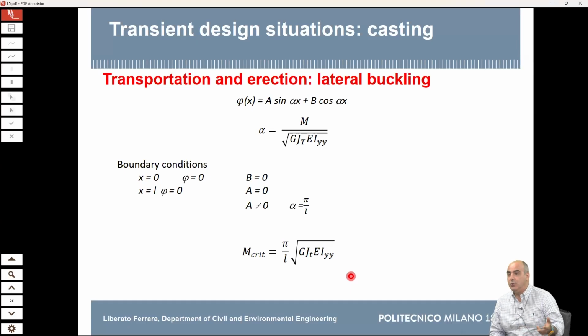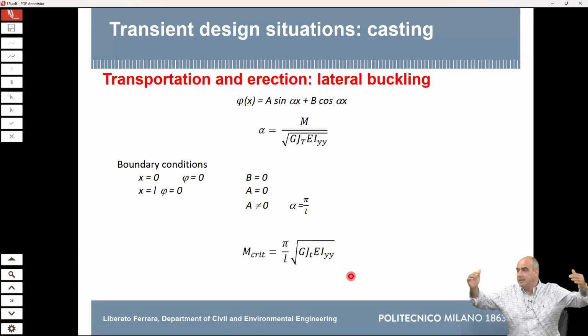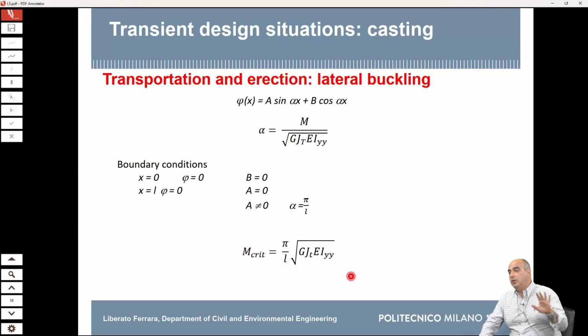And the critical moment, as you can see here, does not depend on the load, because pi is a number. L is the length of the beam. The longer the span, the lower the critical moment. You can imagine, the longer the span, the more flexible is the beam. And then it depends on the modulus of elasticity of the material and on the stiffness of the cross-section. So the critical moment does not depend on the load. It depends on the boundary conditions, because the boundary conditions allowed us to arrive here, and depends on the stiffness of the cross-section.